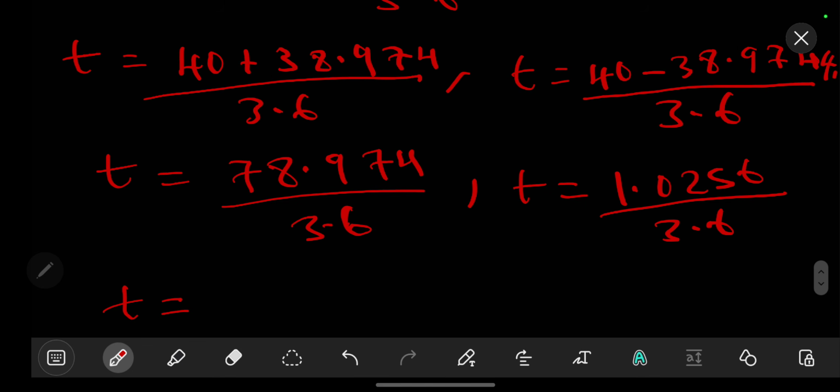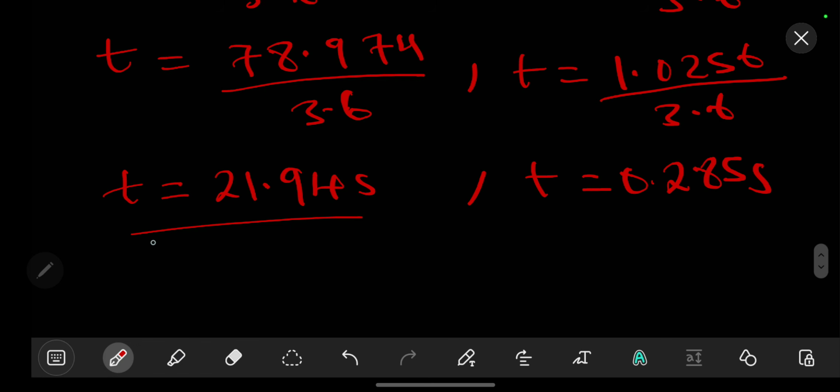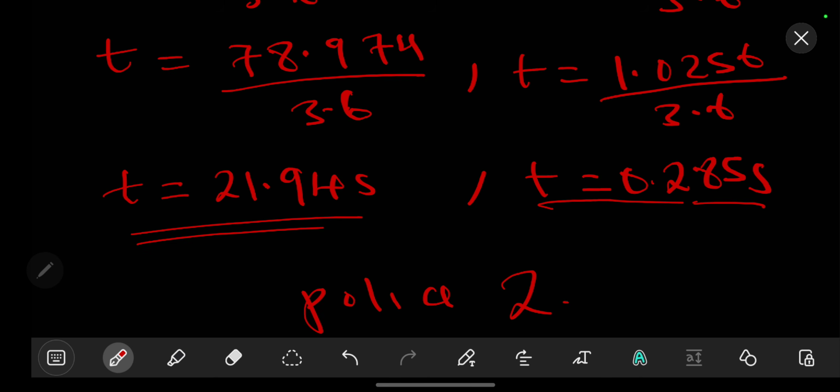So 78.9744 divided by 3.6 gives us a value equivalent to 21.94 seconds. Then t is equal to 1.0256 divided by 3.6, which gives us 0.285 seconds. So this is what we have for our times, but we are going to discard the 0.285 because the police did not start off until it was 2.5 seconds. So whatever is less than 2.5 means the police did not start off, and therefore it is going to be ignored.